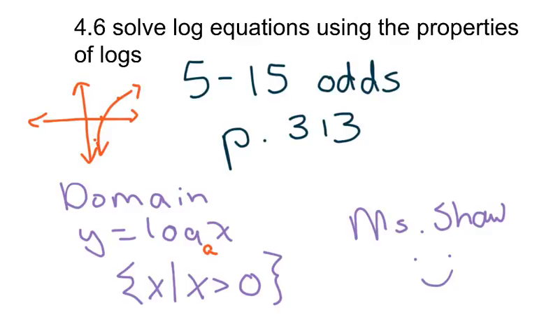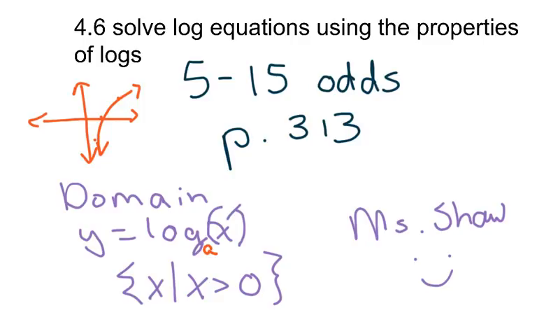We're going to solve logarithms using the properties of logs, and I'm doing 5 through 15, the odds, for page 313. The main thing we need to go over again, and we already did this on our handouts, but just remember that the domain of log, so when this is your quantity here, x has to be bigger than 0. So this can't be negative and it can't be 0.